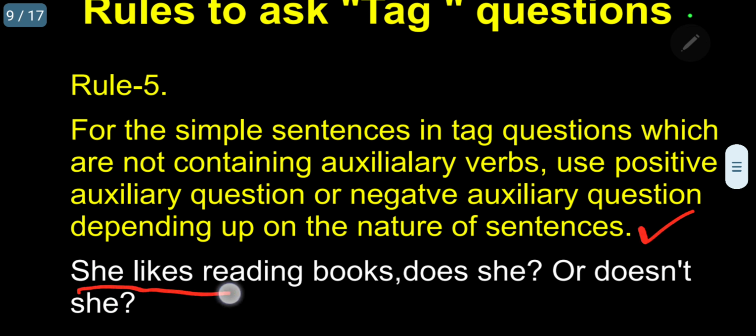She likes reading books. Statement, simple.